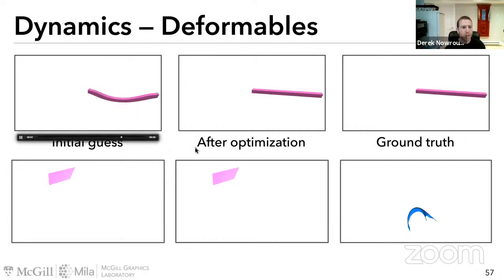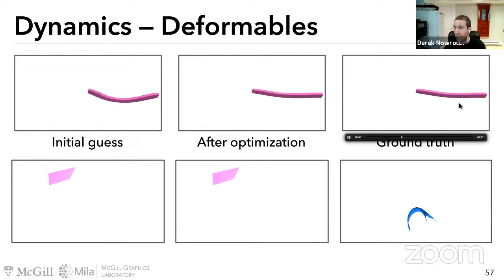Here's a nice example where we have a deforming rod. This is my initial deformation guess, just with random initialization. This is what I observe. It's a little more stiff, a little more rigid. And after our optimization with GradSim, we're able to reproduce this result.